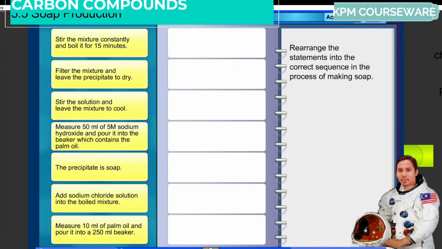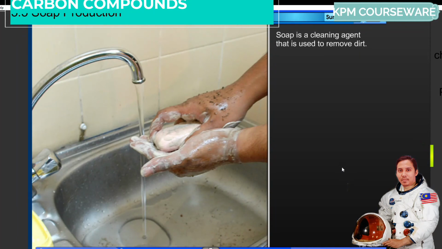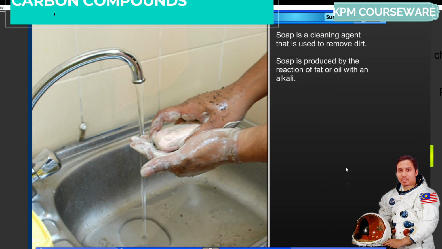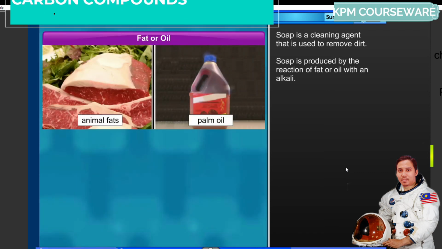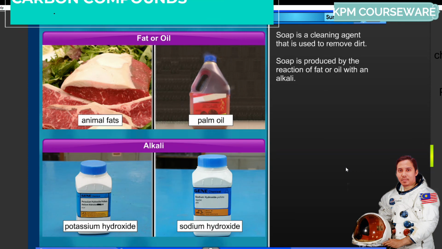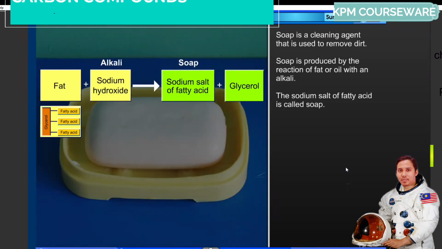Rearrange the statements into the correct order. Soap is a cleaning agent that is used to remove dirt. Soap is produced by the reaction of fat or oil with an alkali. The sodium salt of fatty acid is called soap.